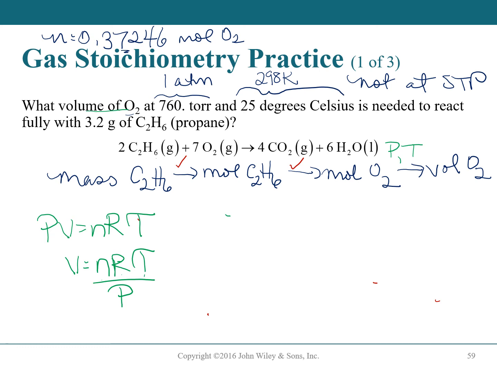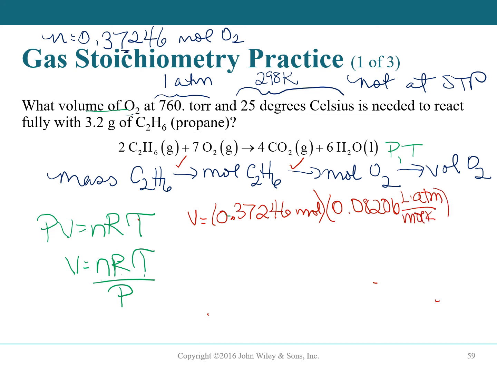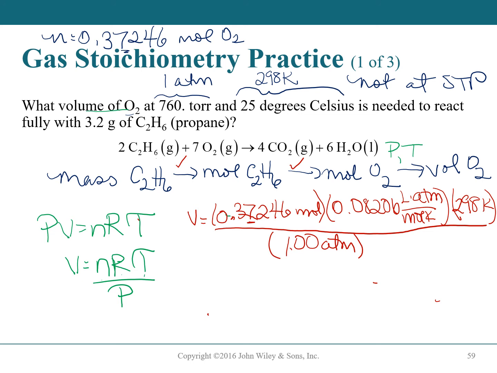Okay, so V is equal to 0.37246 moles of oxygen. R is 0.08206 liter atmospheres per mole Kelvin. And T was 298 Kelvin. Okay. We know this is 2 significant figures. Okay. Pressure was 1.00 atmospheres. So let's check our units, make sure they cancel out.